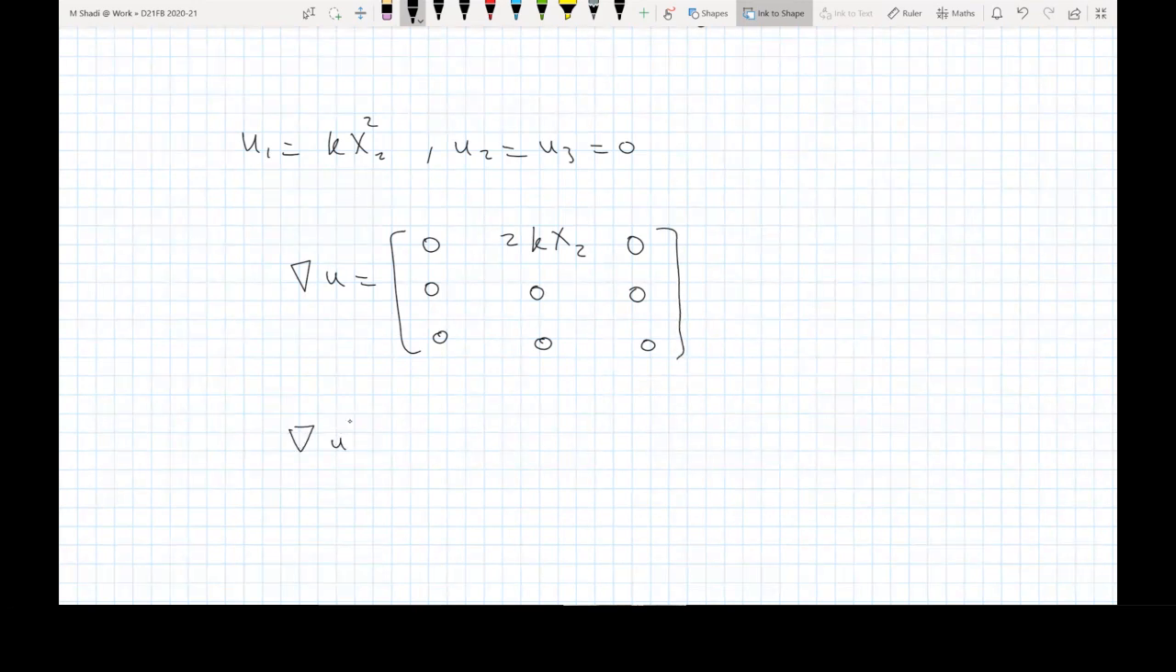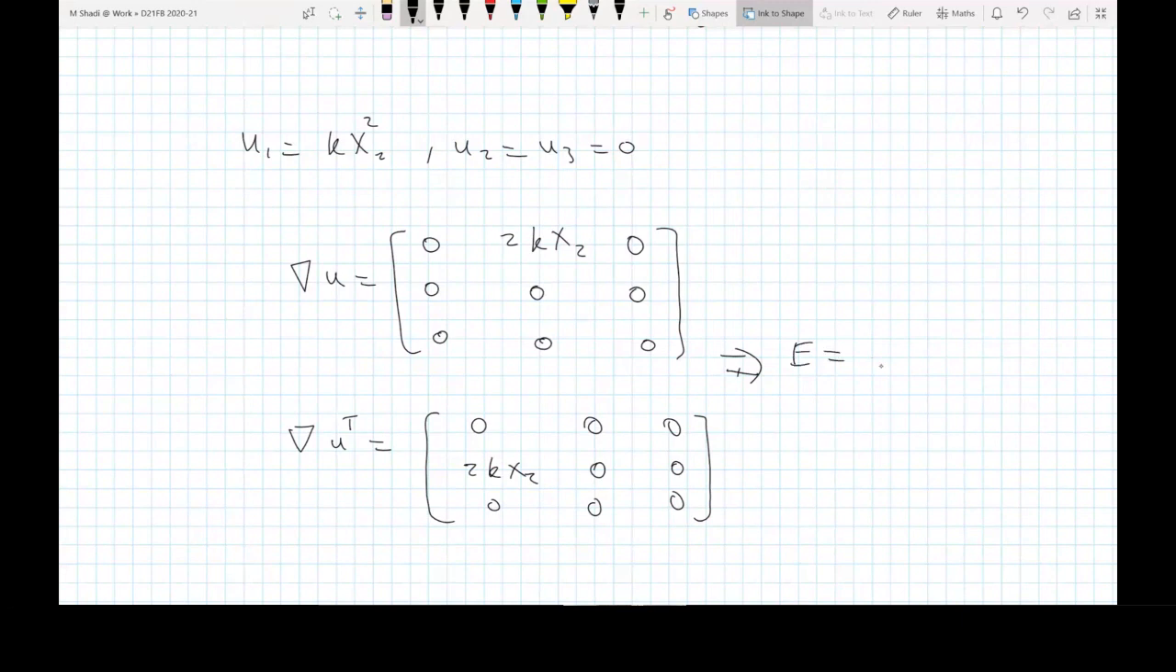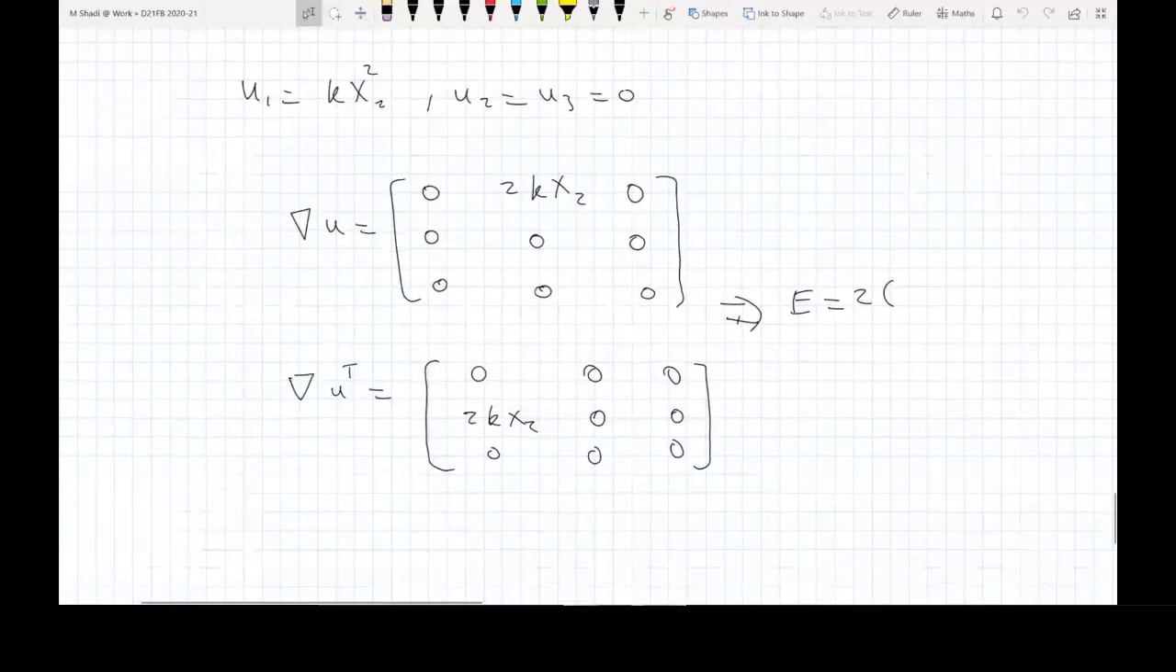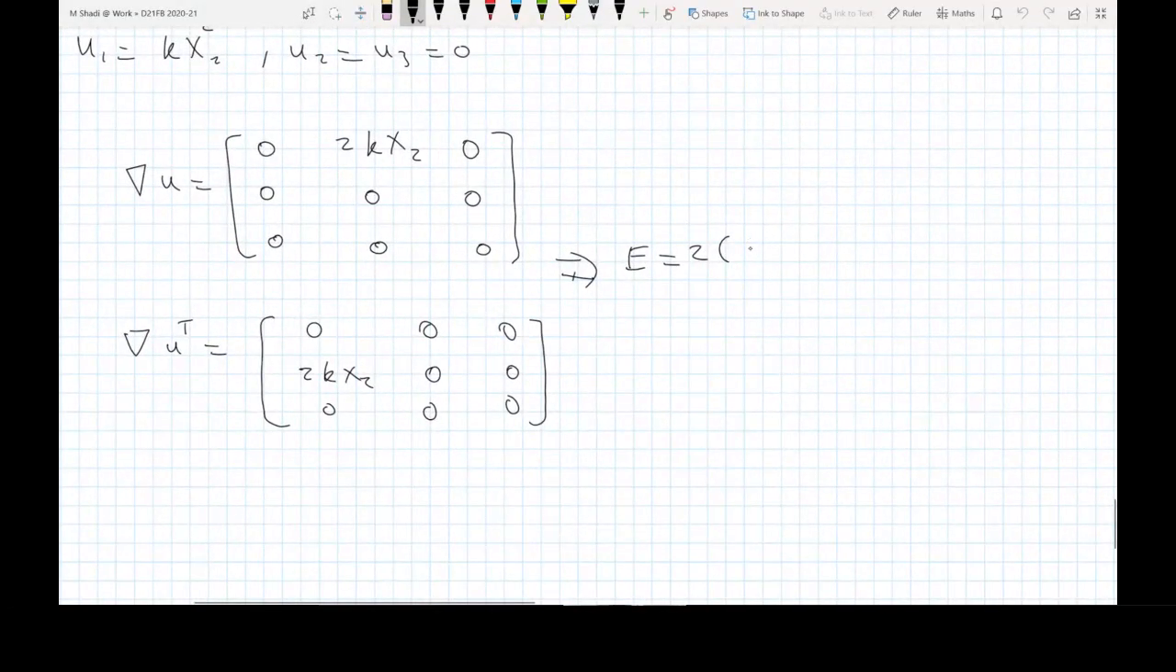The transpose of that is just all the rows and columns switched. So it is 0, 2k x2, and 0, and then 0, 0, 0, 0, 0, 0. You add both of them, and this will give you the strain tensor. So the strain tensor is going to be the displacement gradient added to the transpose of the displacement gradient. So it is basically 2 multiplied by 0, then you have 2k x2 added to 0, and then 0 added to 0.